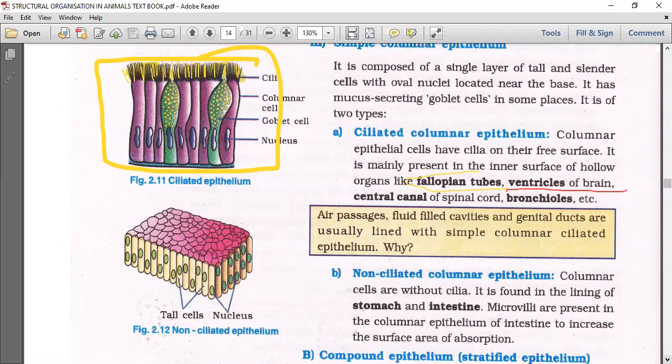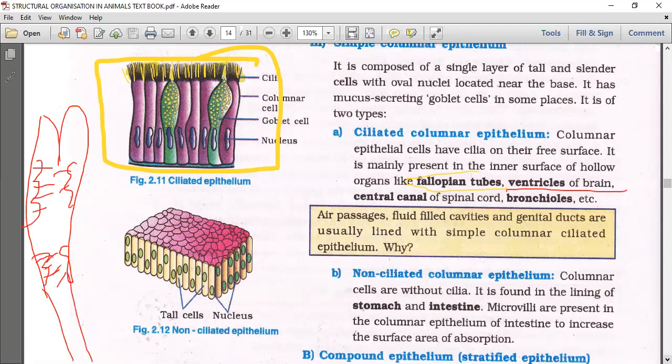Then the ventricles of the brain. We said earlier that the hollow cavity of the brain is called the ventricle. We have some names, like paracele, diacele, metacele. We're going to learn that in second year. For now, just remember the ventricles are the hollow cavities of the brain. Then the central canal of the spinal cord.